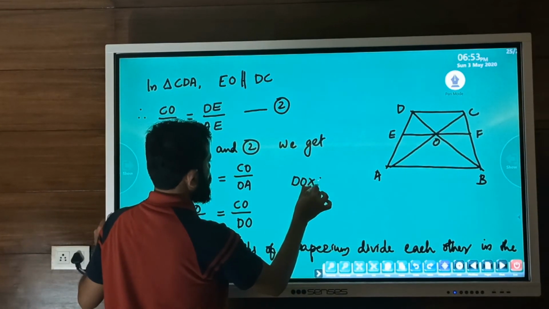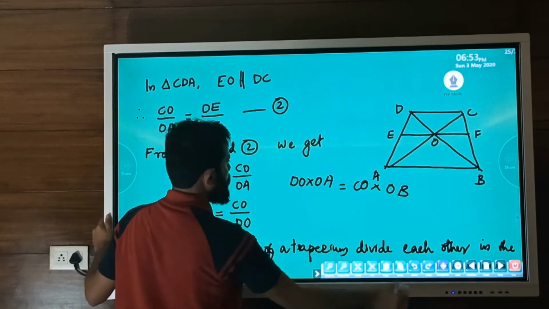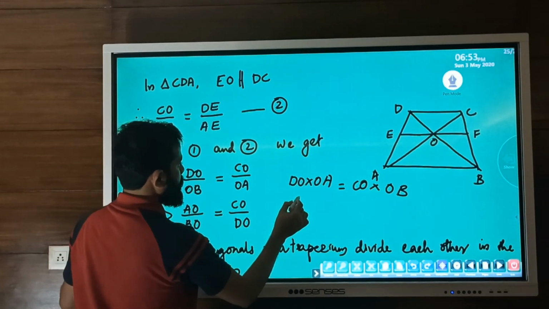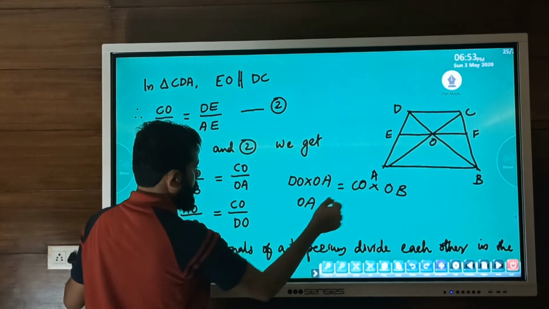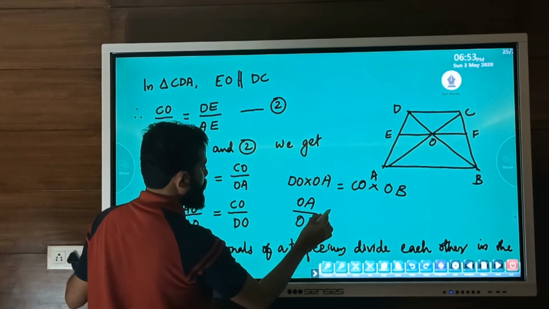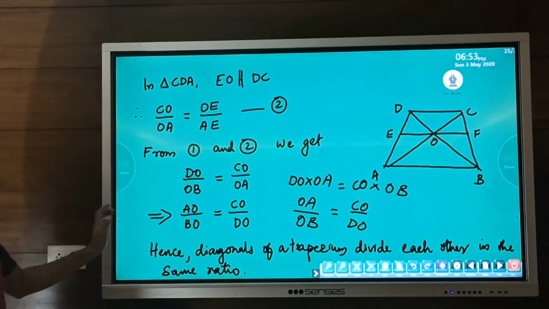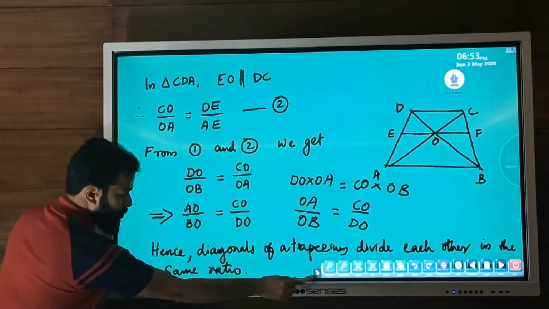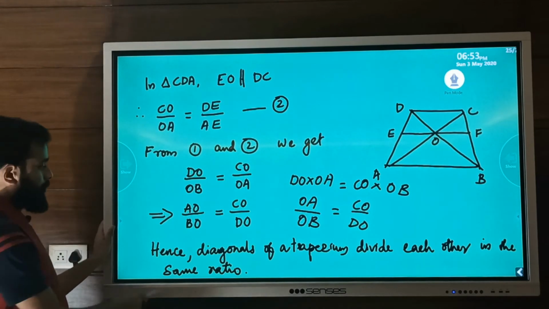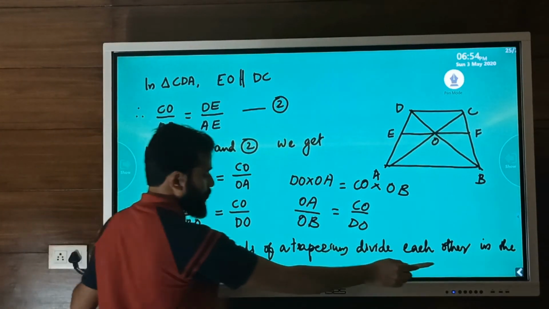DO into OA equals CO into OB. Then from there we keep OA, move DO to the right side and BO to the left side, so AO by OB is equal to CO divided by DO. That means the diagonals of a trapezium divide each other in the same ratio. That is what we needed to prove.